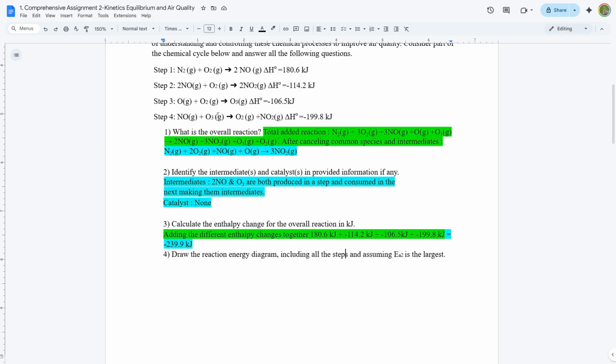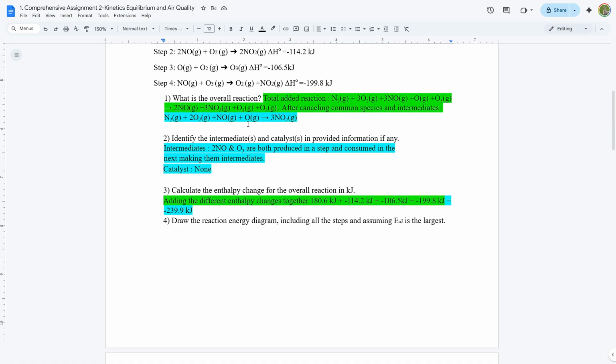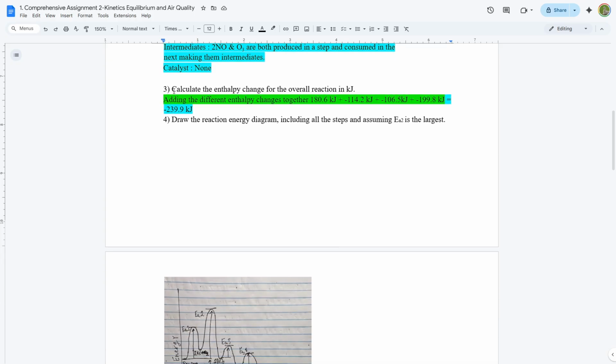For the catalyst, there is none, because none is made and then used up. A catalyst would appear as a reactant and then as a product later on. So the catalyst would be none.